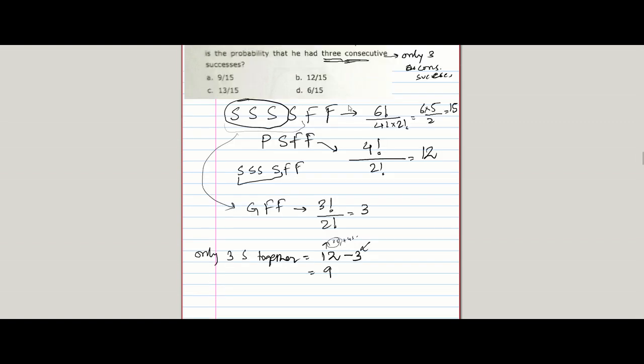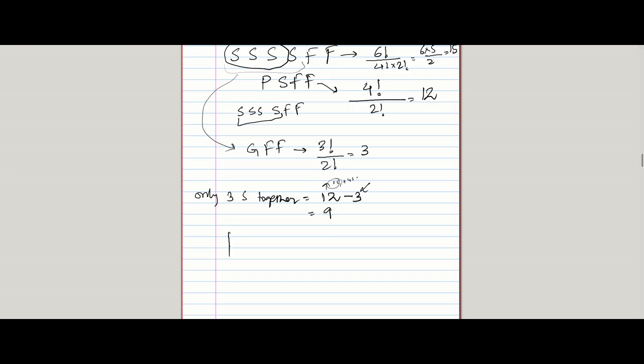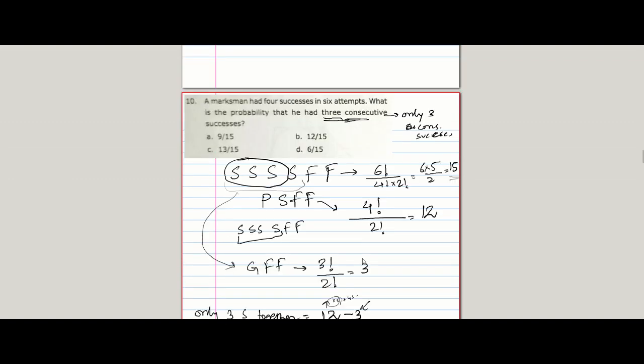So number of ways. So what is the probability of only 3 successes? It's 9 by total number of ways we can arrange, which is 15. So 9 by 15. Option A is the answer.